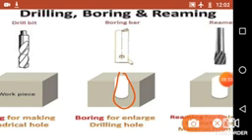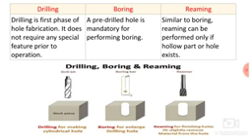Okay, so the boring bar will have a cutting edge at its end, and it will go inside the previously drilled hole, and you can enlarge its diameter by removing the material along the periphery of the hole. So that is all about the boring. Then the third operation, that is reaming. Similar to boring, reaming can be performed only if a hollow part or hole exists.